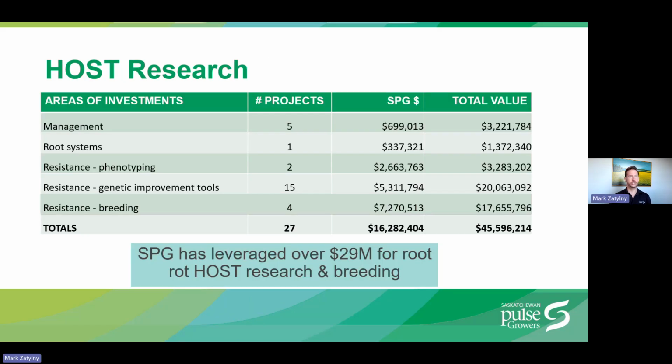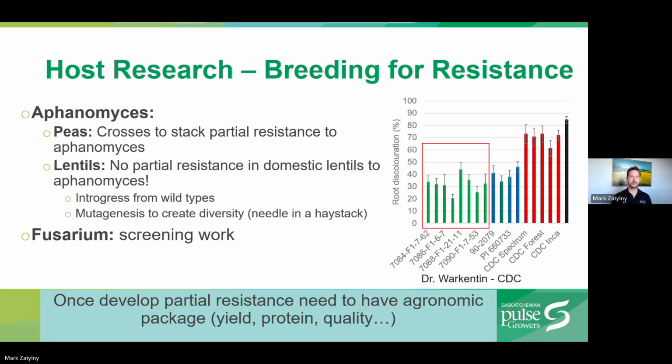Next is the host research. So this is by far the largest section that research is being done, with 27 projects and over 29 million invested into it. So the first one, and probably the one that is most tangible to a grower that they understand the most, is breeding for resistance. So with peas, they are doing crosses to stack partial resistance to Aphanomyces, as we have seen that some varieties do have more resistance than others. And so getting those genes stacked on top of each other to get increased resistance to Aphanomyces.